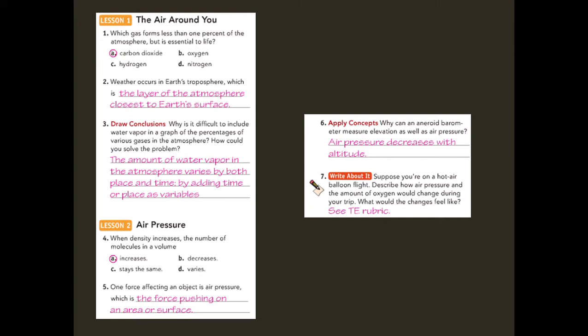Number 6, apply concepts. Why can an aneroid barometer measure elevation as well as air pressure? So air pressure decreases with altitude. Remember that our barometer is very helpful because it usually includes mercury. And with the mercury that it includes in there, it helps us to measure the air pressure, of course.